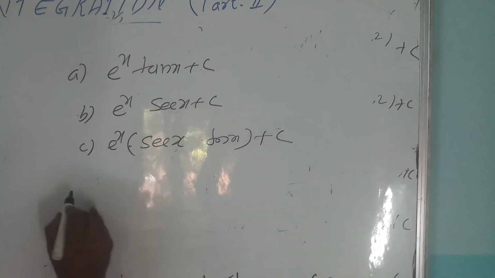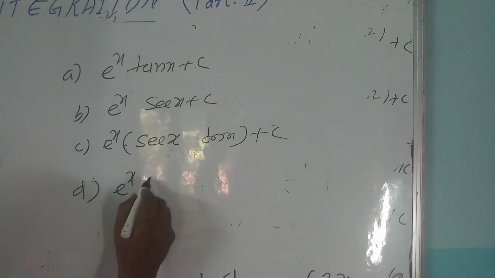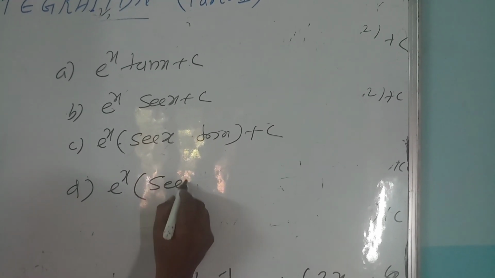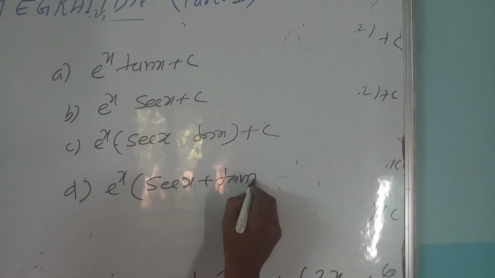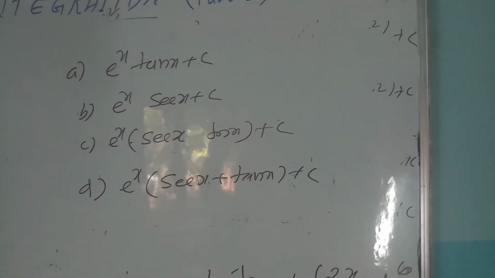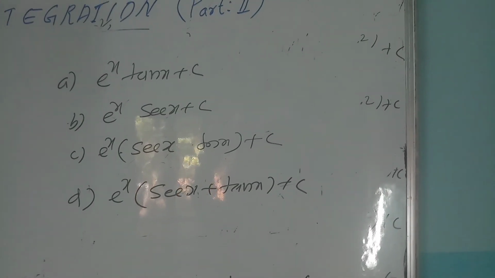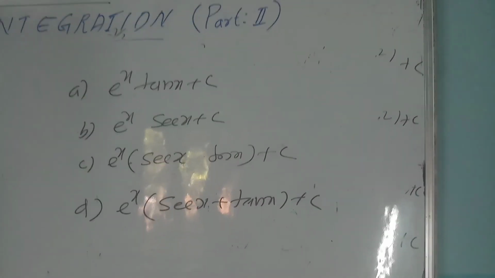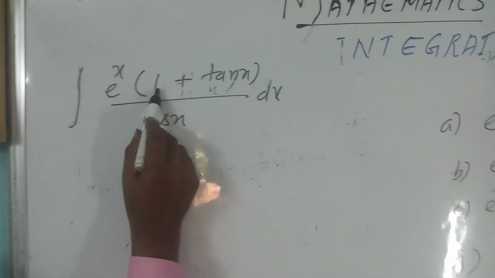e raised to x into sec x tan x plus c. And the last choice: e raised to x into sec x plus tan x plus c. Okay. Now, e raised to x into 1 plus tan x by cos x. First we divide by cos x in the 1 plus tan x.